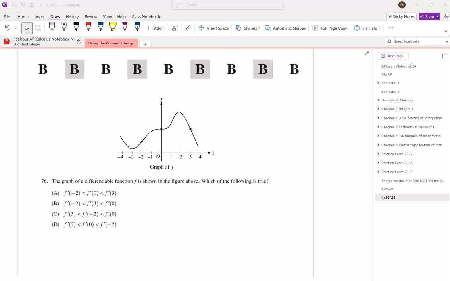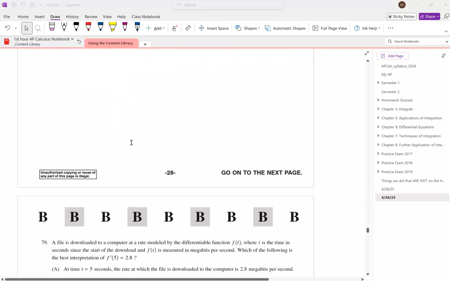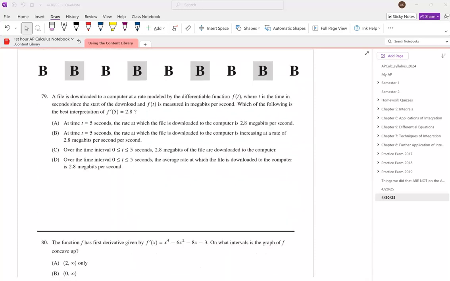Yeah, Elena. 79. Sounds good. Well, this one has a lot of words here.